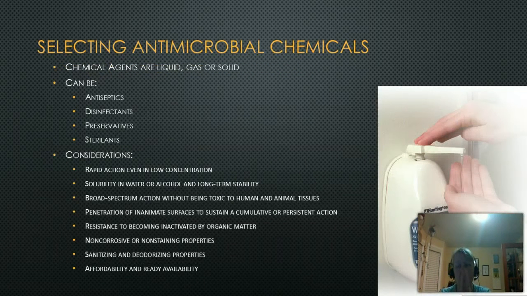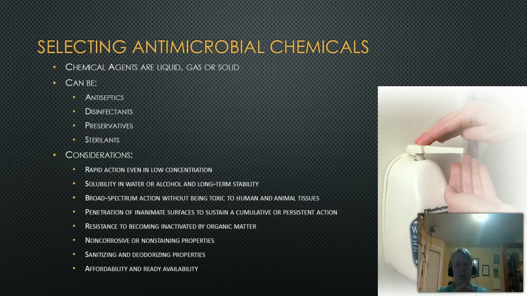All right, so let's start out by how do we select antimicrobial chemicals? Chemical agents can be liquid, gas, or solids, so it's not just a liquid. We always think about them being liquids, but they're not always just liquids. And they can do any of the following things. Antiseptics, which remember are only used on the skin. Disinfectants, which only knock down the amount of microbes present. Preservatives, and sterilants. And sterilants are the ones that can kill microbes. So just be familiar with the different ones.